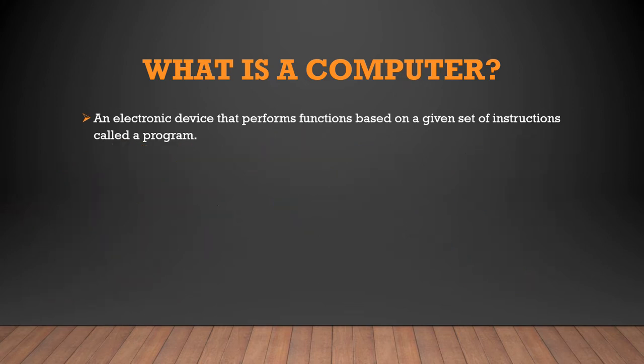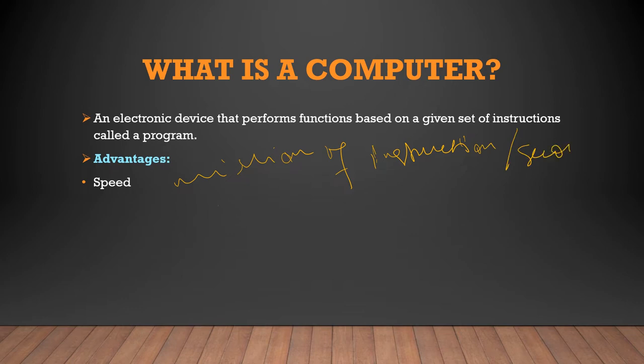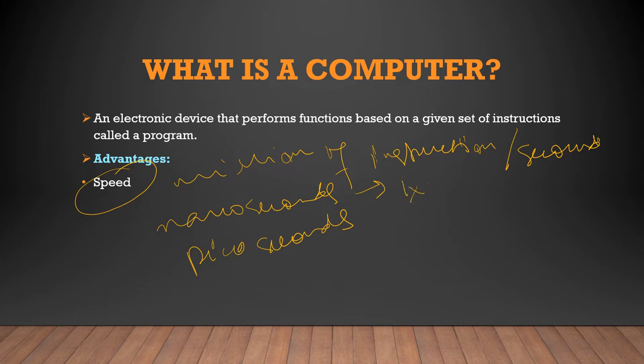Computers are used almost in every field, and the usefulness of a computer is mainly due to the following advantages. We will discuss some advantages here. First one is the speed. Computers can carry out millions of instructions per second. Speed of instruction is usually given in nanoseconds and picoseconds. Nanoseconds means 1 into 10 to the power minus 9 seconds. Picosecond means 1 into 10 to the power minus 12 seconds.